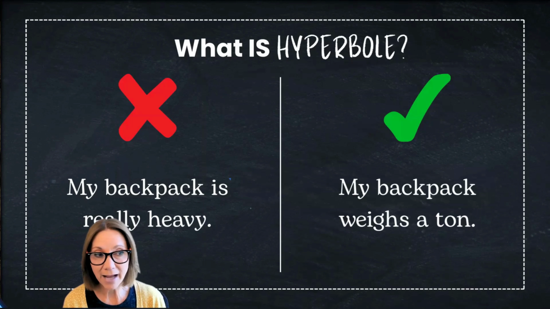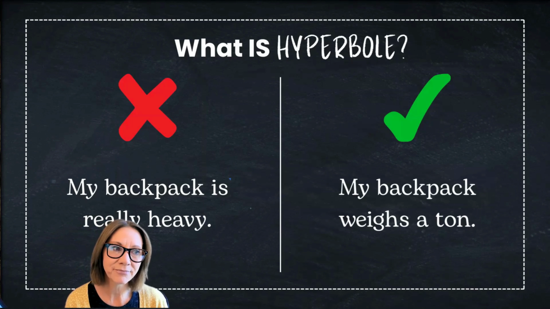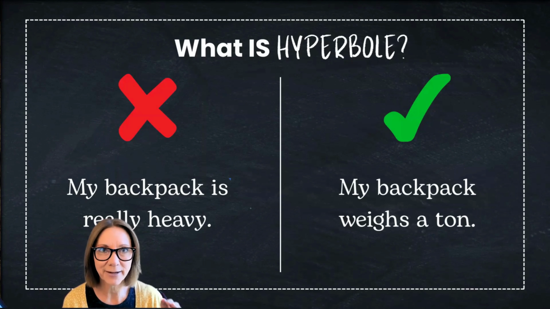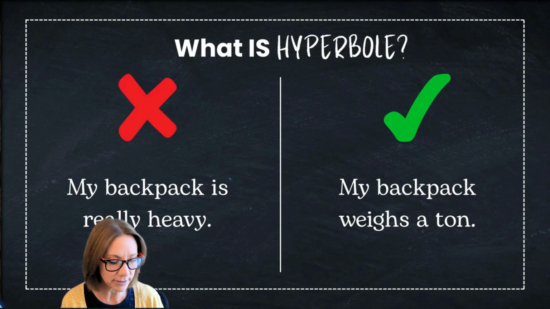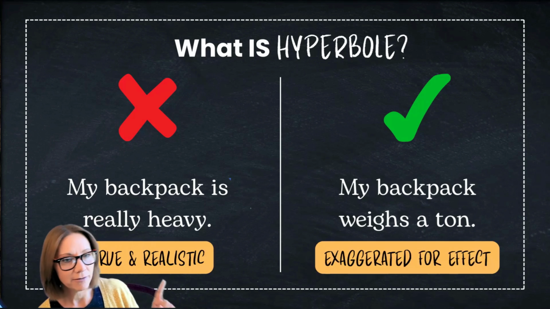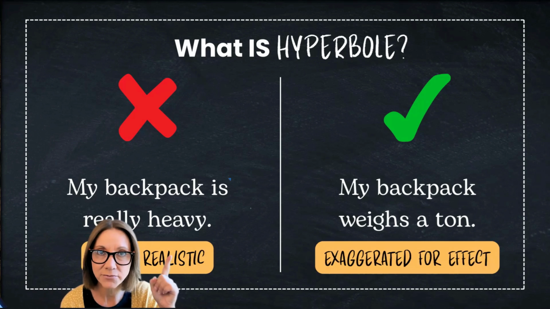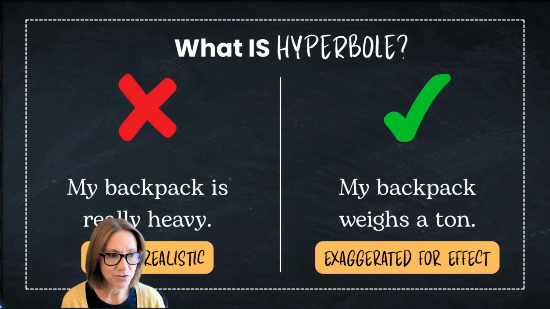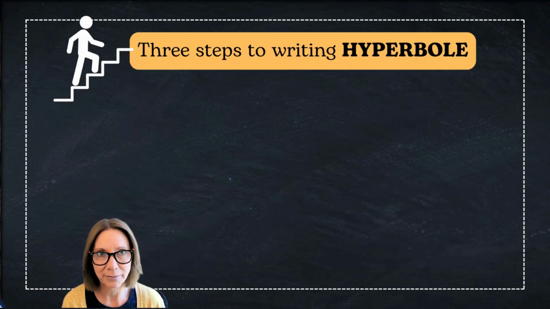But if you said my backpack weighs a ton, that's a phrase that we often hear, weighs a ton. So it's kind of an easy way in for you to understand what hyperbole is. But if you imagine what a ton is and how much that actually weighs, clearly I couldn't hold that on my back. I don't think anyone could. So right here, this is true and this is realistic. But this one, the backpack is exaggerated for an effect that it was just super heavy. And so they're comparing it to something that can't possibly be true.